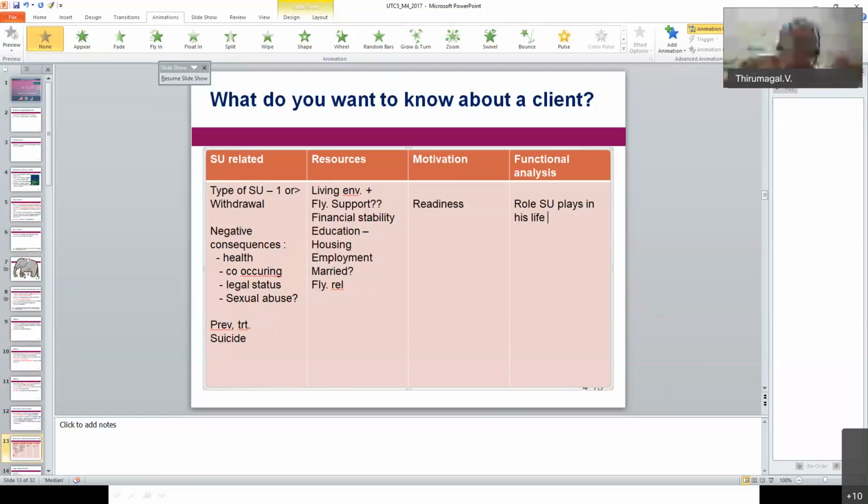Every substance user who came for treatment has a special relationship with drug use. There are some things that he likes about drug use. There are some things that he enjoys with drug use.